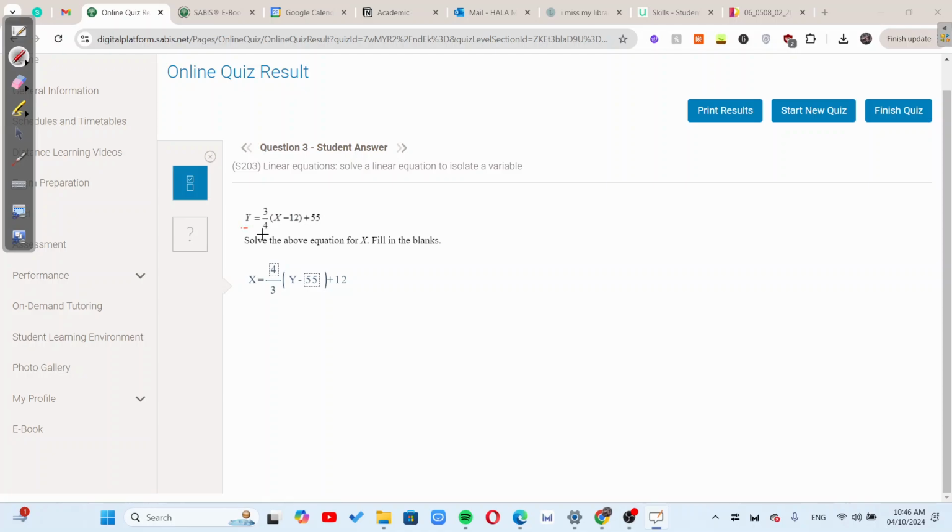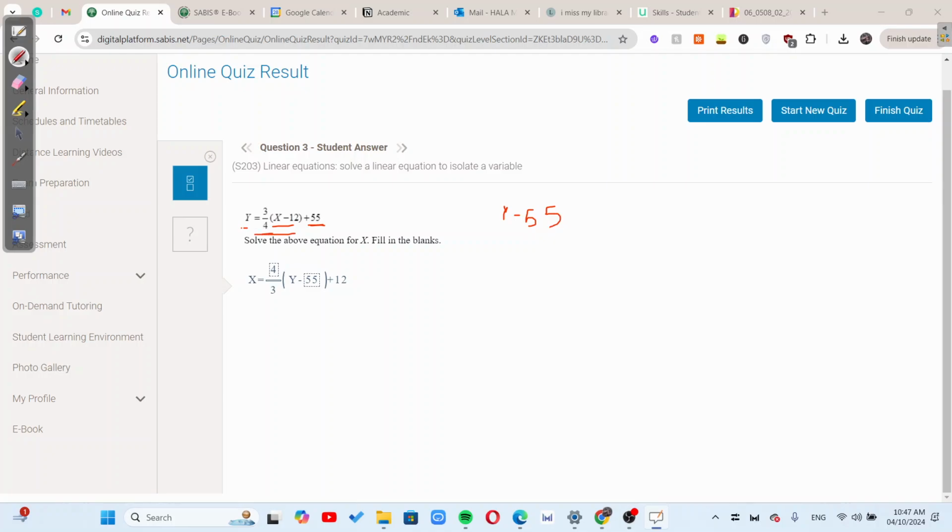So y equals 3 over 4, x minus 12, and plus 55. They want you to write it in the form of x. So now you want the y in your equation, you don't want the x in your equation. So first, let's find anything you can move. Like 55, you can move it to the other side. So let's put them on the y side. Y minus 55, because you're moving it to the other side.